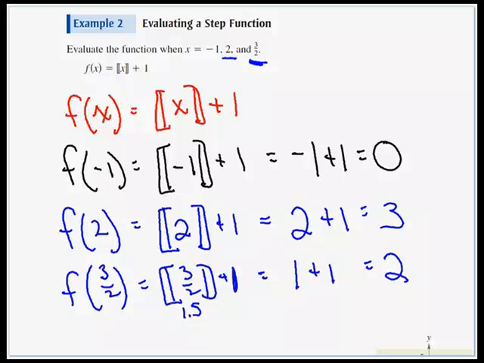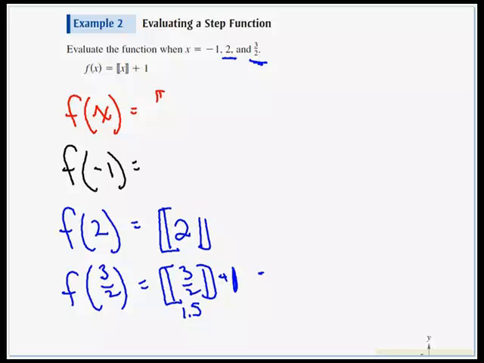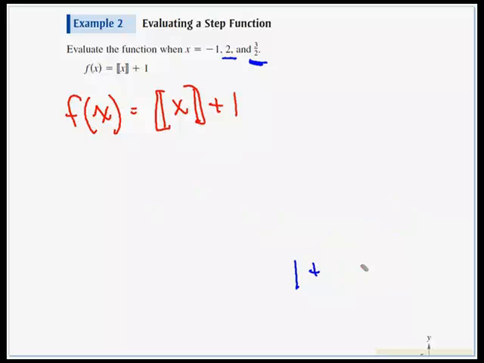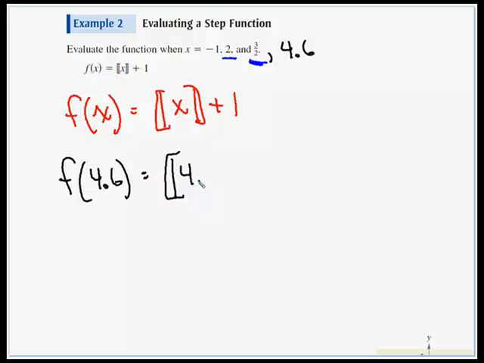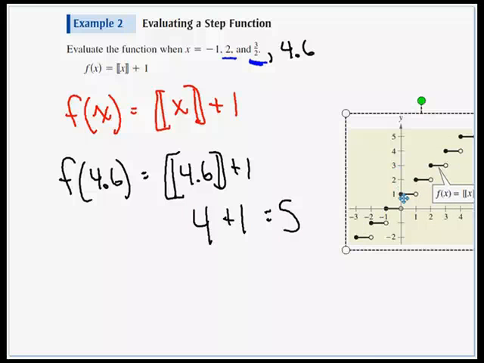Now that I think about it, let's even check out a couple more that the book didn't ask us for. What if we wanted to find f of 2.6? Or no, let's make it 4.6. So we're going to find f of 4.6, which is going to be the step of 4.6 plus 1. Well, these bars just round us down to the next whole number, 4. Plus 1 is 5. And here's a little graph to back it up.